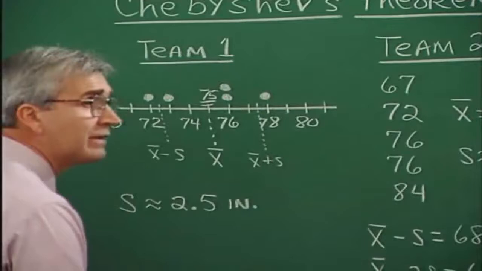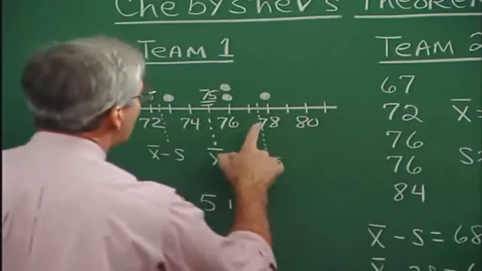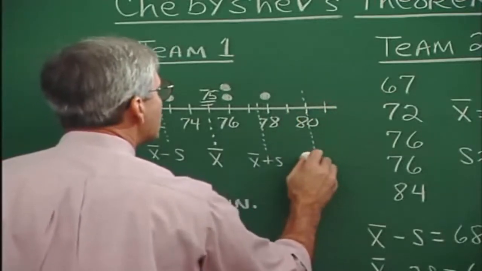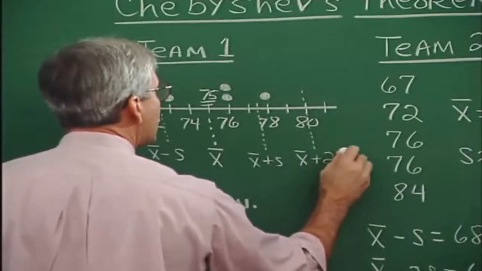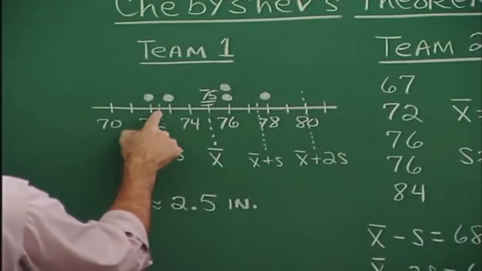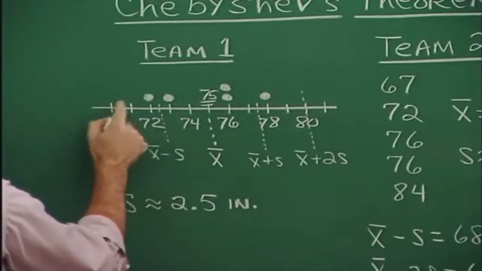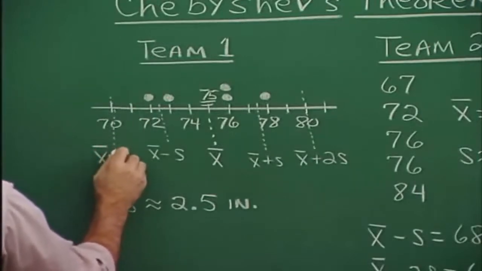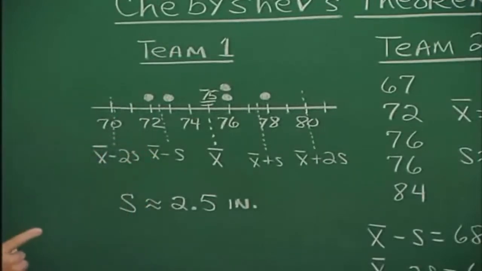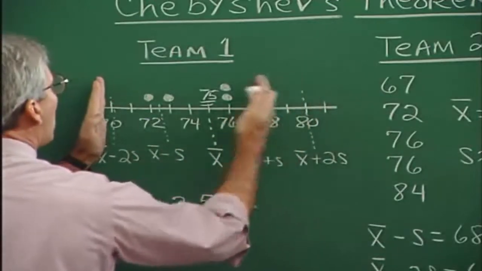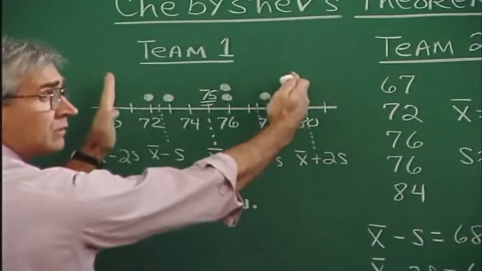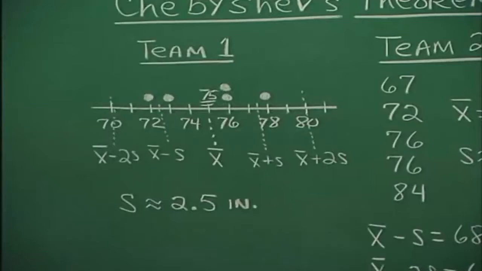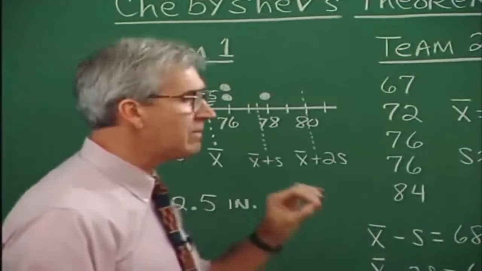Let's go another standard deviation away in both directions. Now in this direction I'm adding another 2.5, 1, 2.5, that's out to here. So this is x bar plus 2 standard deviations. And in the other direction, here we go with 2.5 in this direction, 1, 2.5, that's here at 70. So this is really x bar minus 2 standard deviations. Now notice that all of the data values are within 2 standard deviations, you see, of the mean in this particular sample.